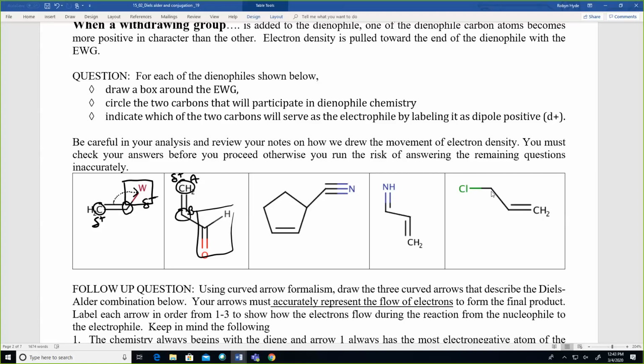Okay, now your turn. With your neighbor, solve for the next one. Where is your electron withdrawing group? What are the two dienophile carbons? Which one is the dipole positive carbon of your two? Remember, don't get confused by what your electron withdrawing group is.